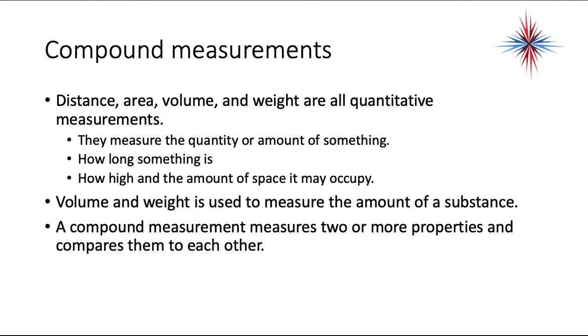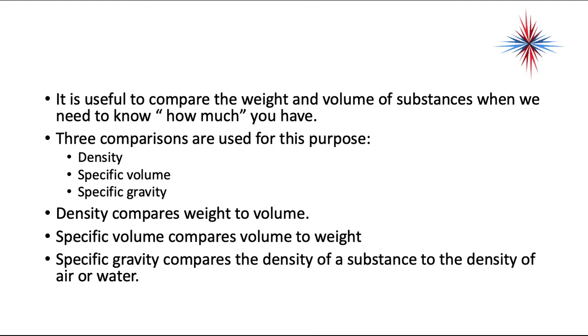A compound measurement measures two or more properties and compares them to each other. Okay, so that's the biggest difference. Quantitative measurements are measuring one thing. Compound measurements are measuring two or more properties and comparing them to each other. It's useful to compare the weight and volume of substances when we need to know how much you have. Three comparisons are used for this purpose. You have density, you have specific volume, you have specific gravity.